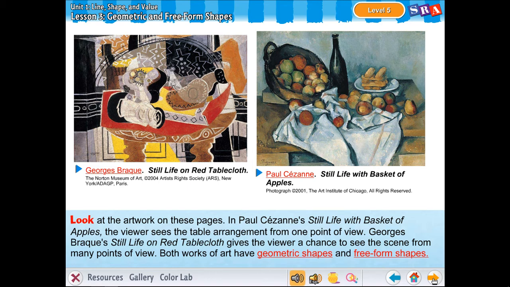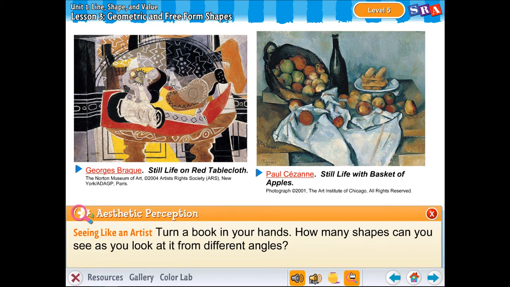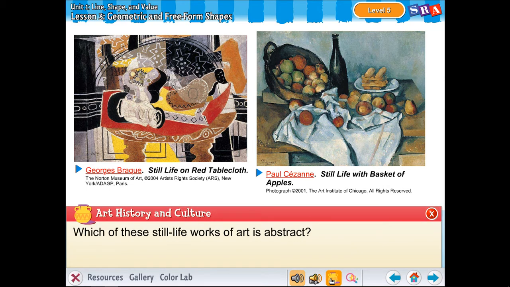Both works of art have geometric shapes and freeforms. So they're both still lifes. Still life meaning an object, something in your house that sits still, a knickknack, a bowl of fruit or something. So both are still lifes. Those are similar in those ways, but they're two different styles. If you look around your house, if you take a book and you turn it in your hands, how many shapes can you see if you look at it from different angles, from different views, not just one?